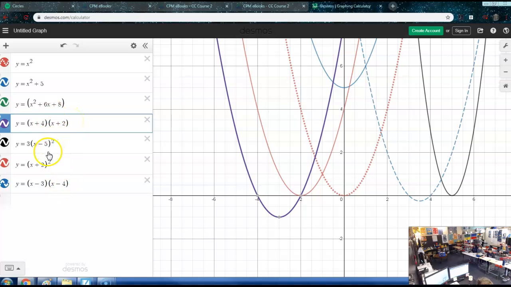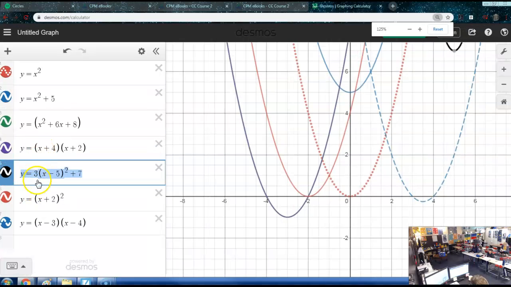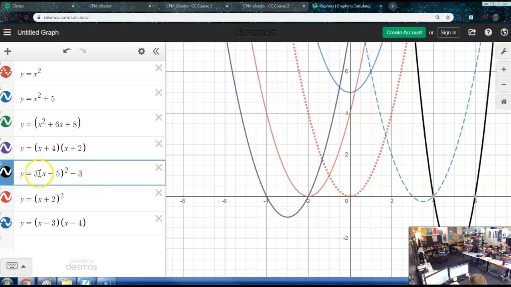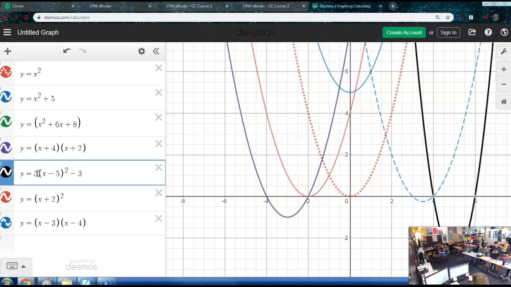So if I go back to something like this, and I ask you to define every piece in the function and what it is doing, what is the 3 doing? It's stretching or compressing. Now let's talk about whether it is stretch or compress. So this 3, if I turn it to a 1, it gets wider. 3 gets narrower.